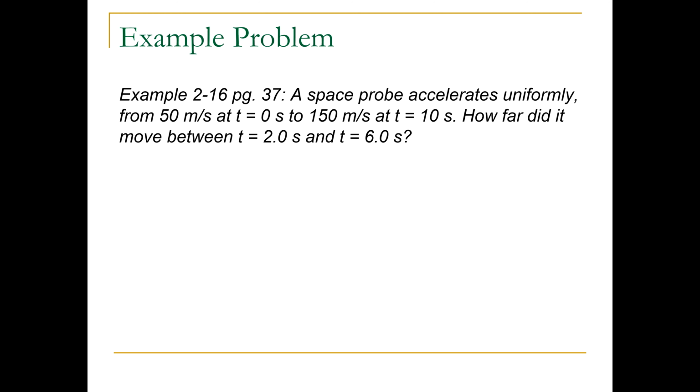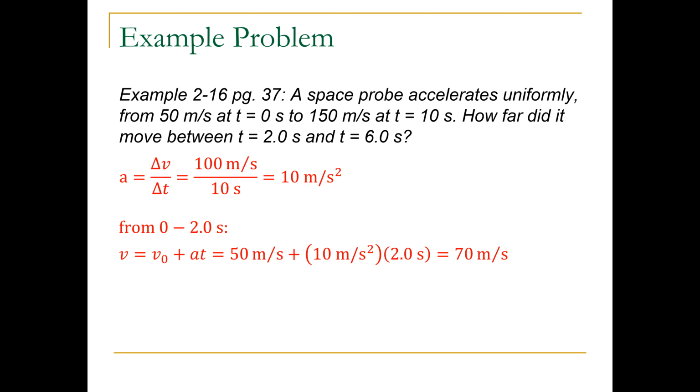Okay, here we have another example problem. So we have uniform acceleration from 0 to 10 seconds, but we're only looking for how far it moves from 2 to 6 seconds. So kind of partway through that acceleration. So first step is I solve for the acceleration just using the change in velocity over the change in time. So we get 10 meters per second squared.